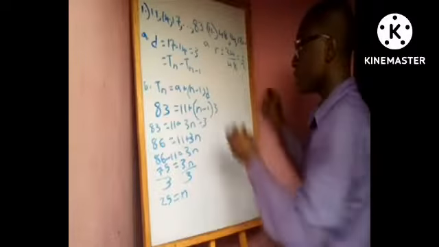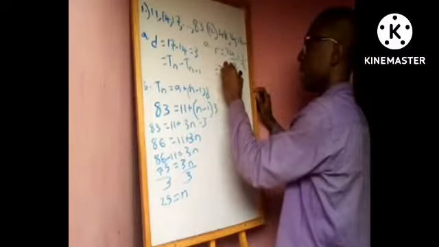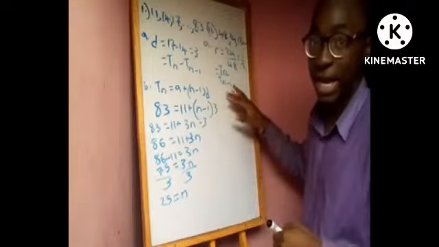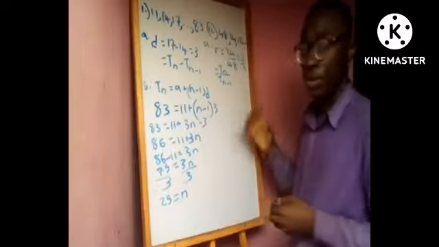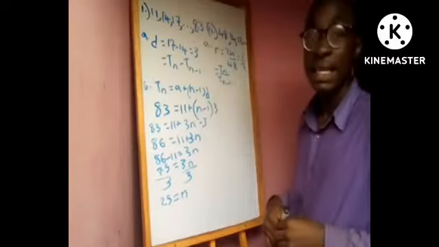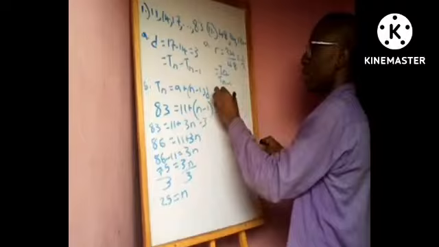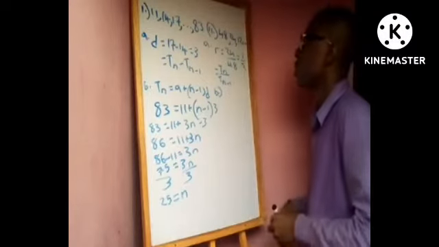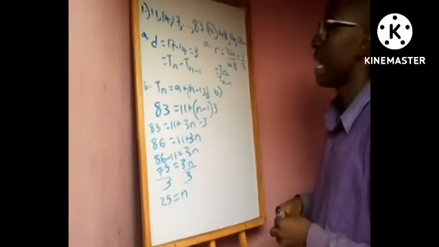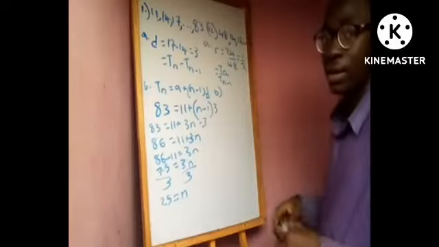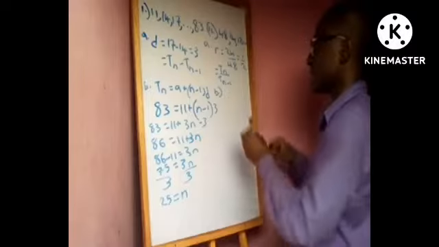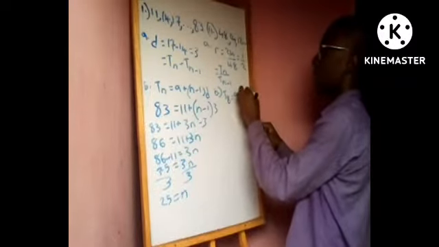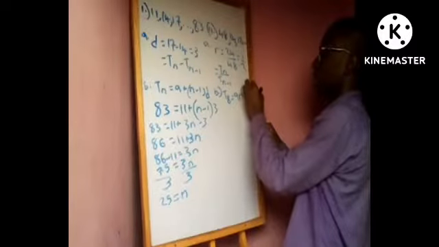In general, the common ratio is given by Tn divided by Tn minus 1, the nth term divided by the term before it. That's the first part of the question. Now the second part says find the 8th term. Let's make use of the formula: the nth term equals A times r raised to the power n minus 1. So T8 equals A times r raised to the power 8 minus 1.